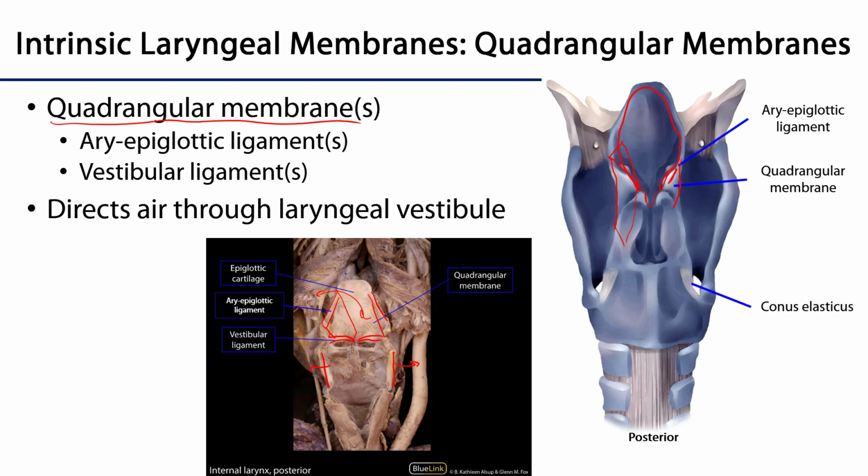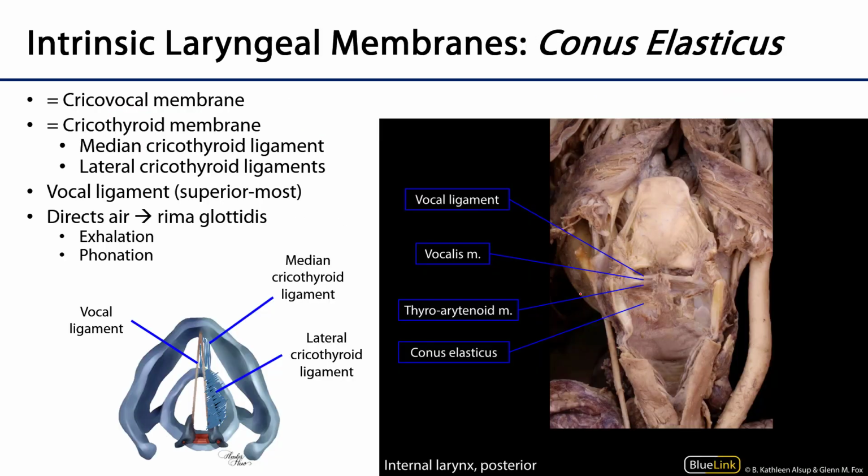We can see a little bit of the next membrane. This is a singular membrane called the conus elasticus. So there would be a portion of the conus elasticus, probably the lateral cricothyroid membrane, as we'll see. The superior-most portion of the conus elasticus is that vocal ligament running from the vocal process of the arytenoid cartilage to the thyroid cartilage. So we can see it there. We can also see it there.